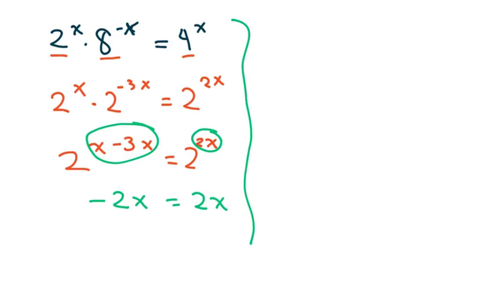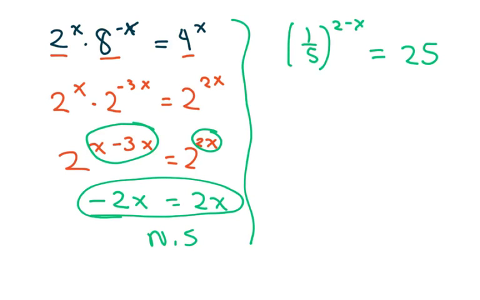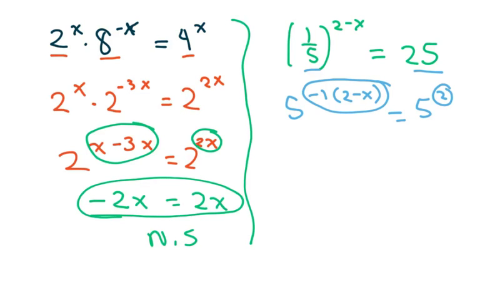Let's try 1/5 to the 2 minus x equals 25. Okay, so I'm going to rewrite this with the same base. So this is 5 to the negative 1 times 2 minus x equals 5 squared. Now, since my bases are the same, I'm just going to solve: negative 2 plus x equals 2. I add 2 to both sides, so I get x equals 4.